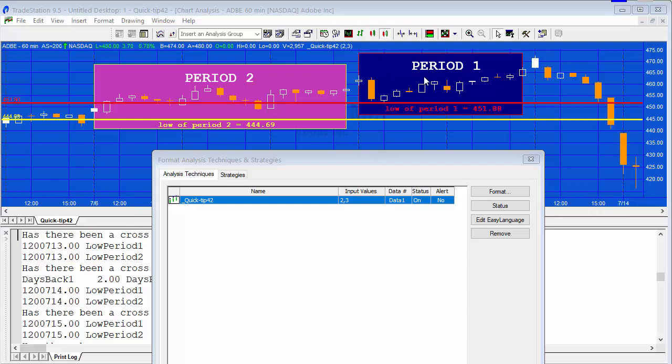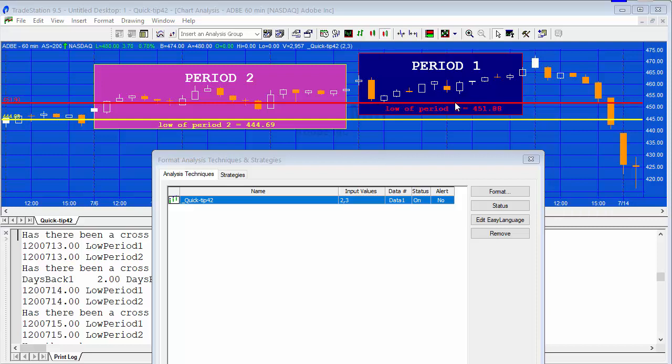So I've got 2 days in the first period and 3 days in the second, and note this is on a 60-minute chart, so we're not talking about bars back, we're talking about days. And what we do is we find the lowest low during each period. Now the lines and the boxes here I've drawn manually, so these are not part of the program, but just demonstrate what we're trying to calculate.